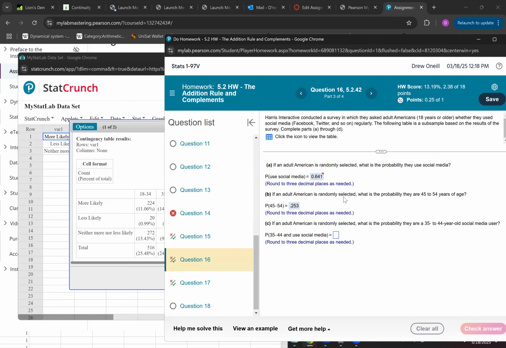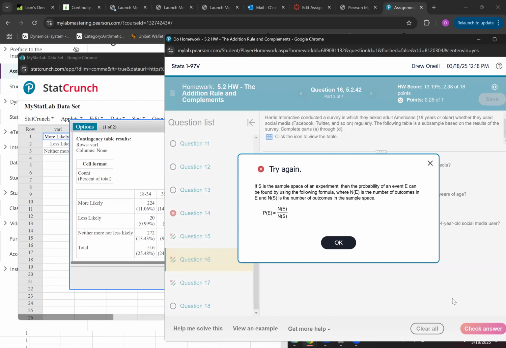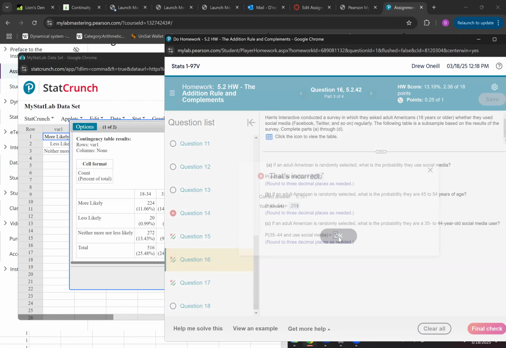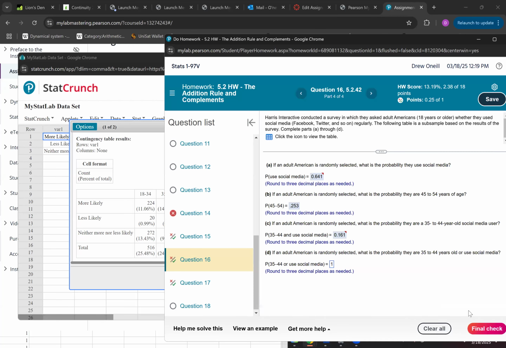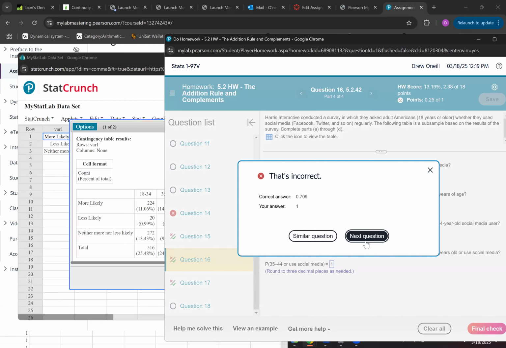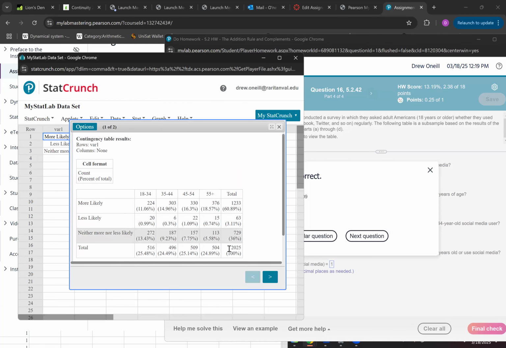Question 16. Let me show you guys something here. So I'm just going to enter wrong answers into these, because the reason I got one of them wrong was, I'll show you what happened. So I'm going to show you how not to do this one and then how to get it right. I'm just entering wrong answers here. You could do this by hand too, but it's a little easier with Statcrunch. All Statcrunch is doing though is calculating the total number of things and then finding the percent or relative frequency of each entry, each cell.